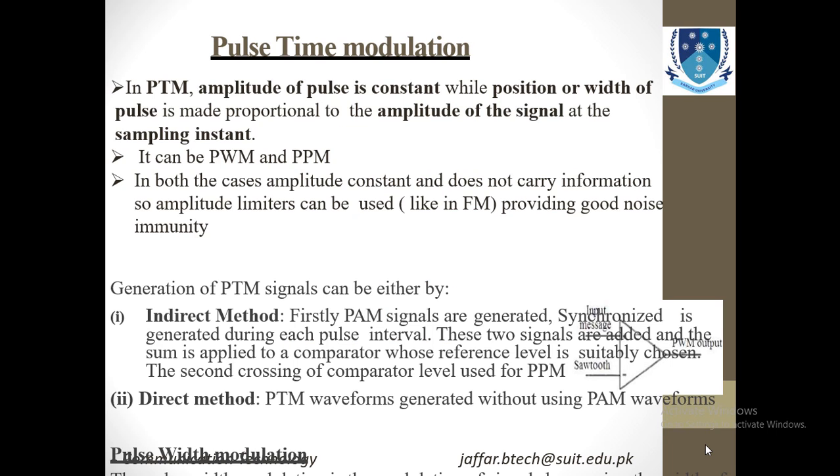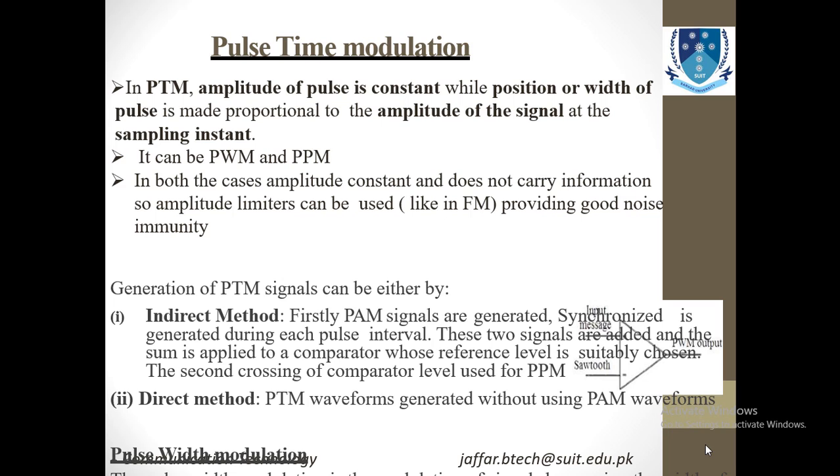So let's talk about PDM, or you can say PTM, pulse time modulation. In pulse time modulation, the amplitude of a pulse is kept constant, and the position or the width of the pulse is made proportional to the amplitude of the signal at the input, or you can say at the sampling instant. At that point of time, the output depends upon the amplitude of the signal. So it can be PWM or PPM. PWM is pulse width modulation, and PPM is pulse position modulation.